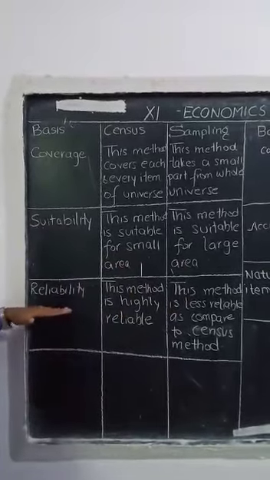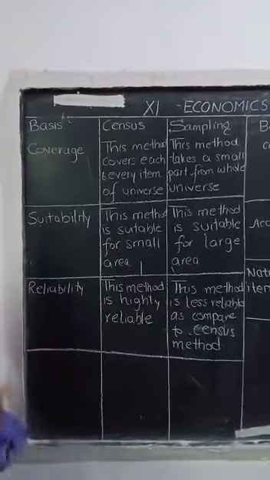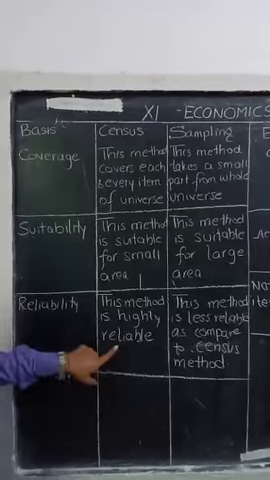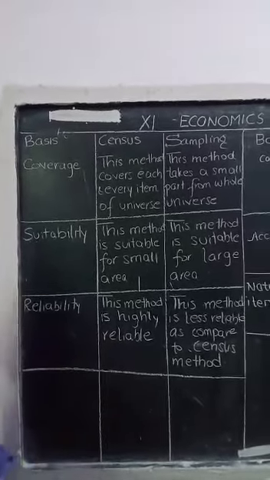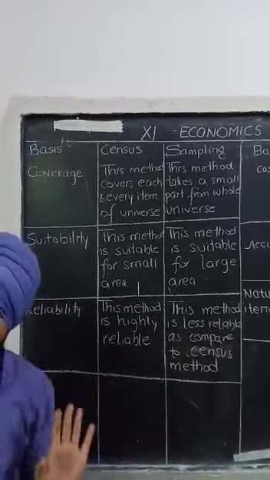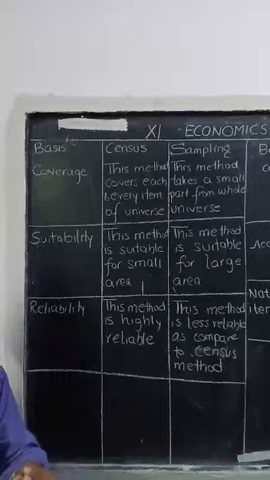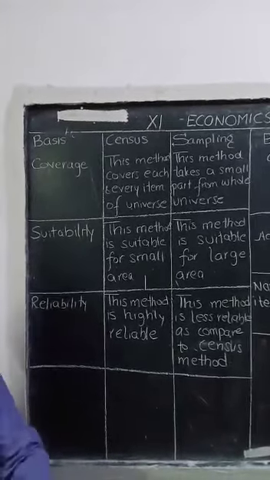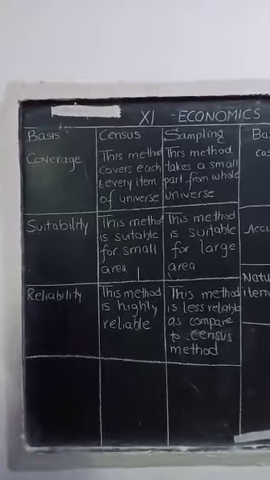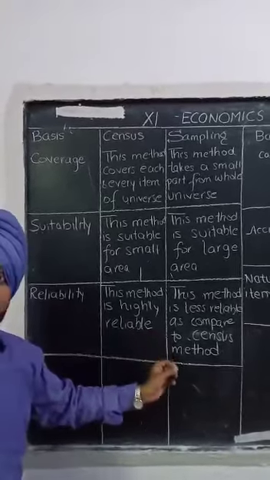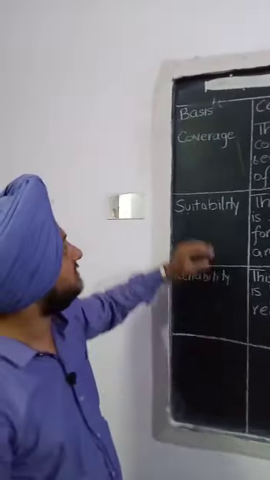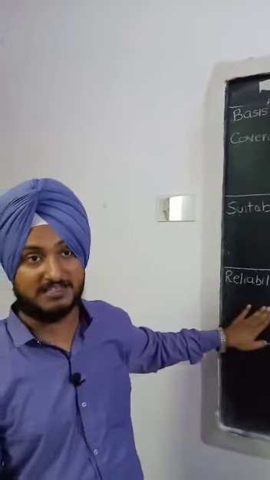Then third point we have, that is reliability. Which method is more trustworthy? Generally, census method is highly reliable because in this method we take each and every item of the whole data, but sample method is less reliable as compared to census method, because in sampling we take some part, and that part may not be the best representative of the whole data. Okay, students, so coverage, suitability and reliability, these are the 3 points.